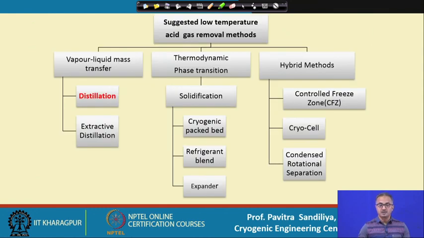And lastly, we come to some of the low temperature methods. These low temperature methods are getting developed, and there are several broad categories of these. Some involve vapor liquid mass transfer, some are just thermodynamic phase transition, and some of them are hybrid methods. Some of them have been proposed, like distillation, extractive distillation, then there are solidification, cryogenic packed bed, refrigerant blend, expander. Then under hybrid we have controlled freeze zone, cryocell, and condensed rotational separation.